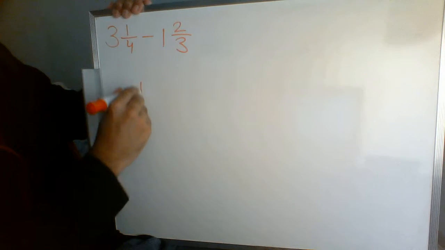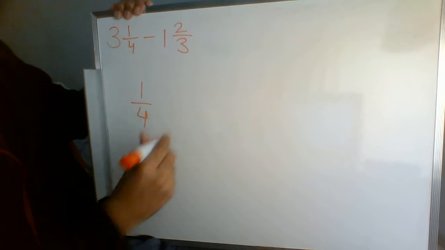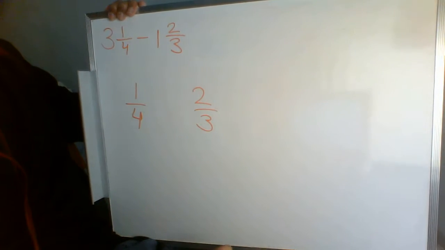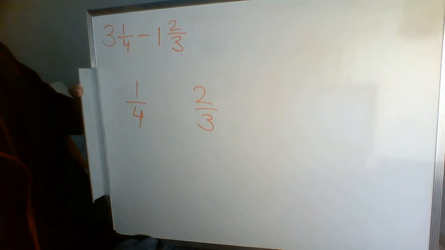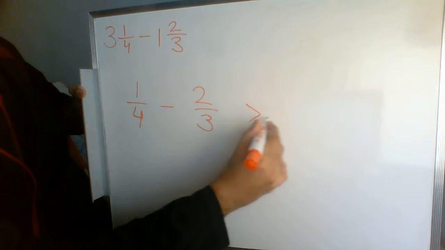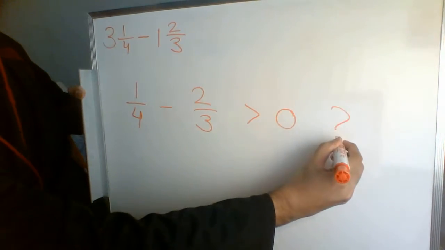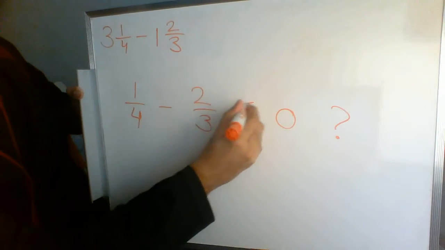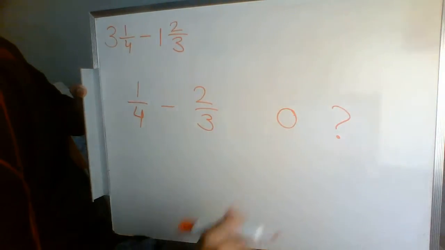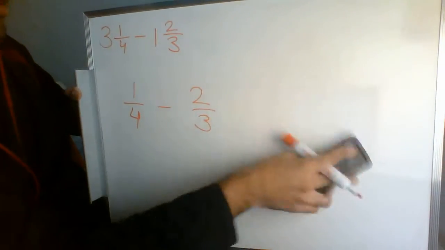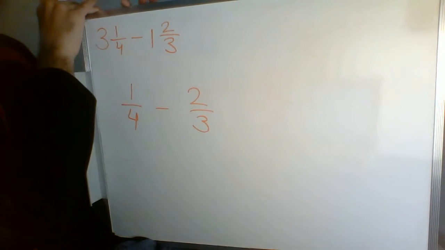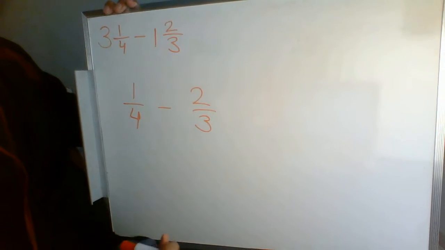So for the first term we had 1/4 as our first fraction and 2/3 as our second fraction, right? And we're trying to figure out, is 1/4 minus 2/3 going to be bigger than 0 or smaller than 0? That's what we want to figure out, right? That's what we don't know. Is it bigger than 0? Is it smaller than 0? Is it equal to 0? We don't know any of that until we can get a common denominator for those two fractions.